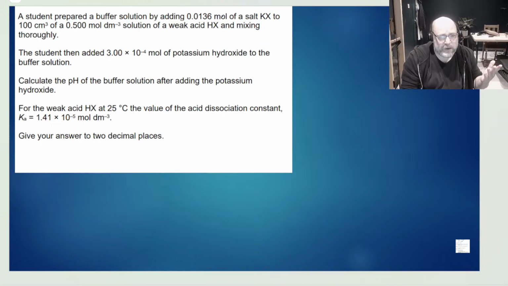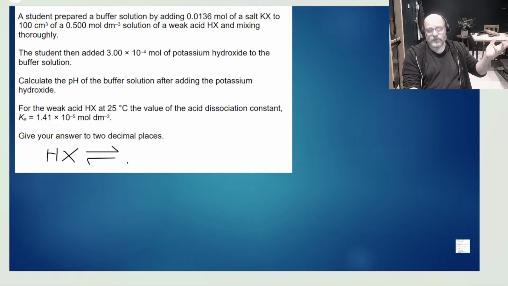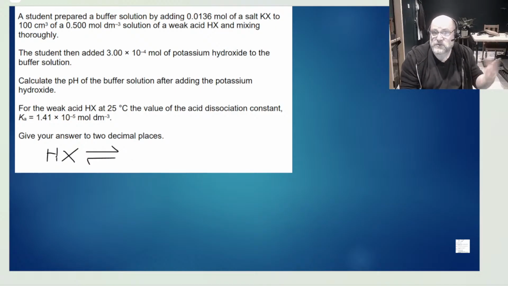So, how we do this, I'll go through, but if you haven't done buffers, you might find this hard. A student prepared a buffer solution by adding 0.16 moles of a salt, KX, to 100 centimeters cubed of 0.5 mole per decimeter cubed weak acid, HX, and mixing thoroughly. What you've got to understand is a weak acid makes a crap buffer on its own. The reason being, HX is algebraic, right? The H stands for the hydrogen ion. So this could be ethanoic acid. The X would therefore be CH3COO minus, and the H would be H plus. That would be ethanoic acid. It's a weak acid.